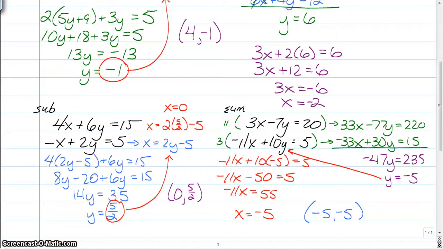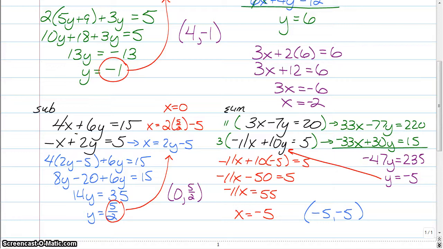So if you did these correctly, you see that you have 0, 5 halves for the substitution problem and negative 5, negative 5 for the elimination problem. The first thing you should have done in substitution was rearrange this second equation to x equals 2y minus 5, and then substitute it back into the x in 4x plus 6y equals 15. Solve algebraically, you get y equals 5 halves. Substitute 5 halves back in for y, and you get 2 times 5 halves is 5, minus 5 is 0.